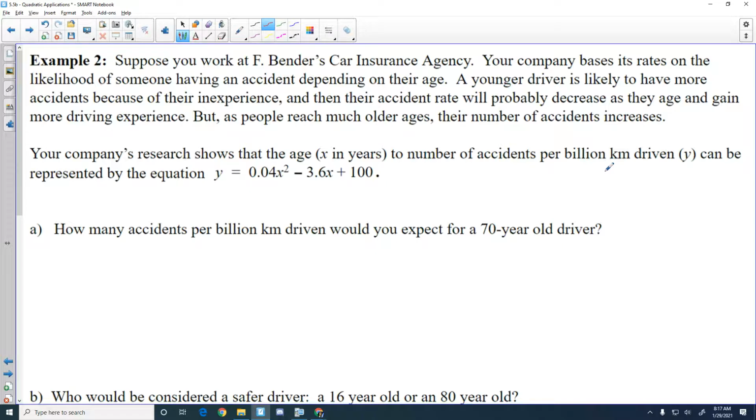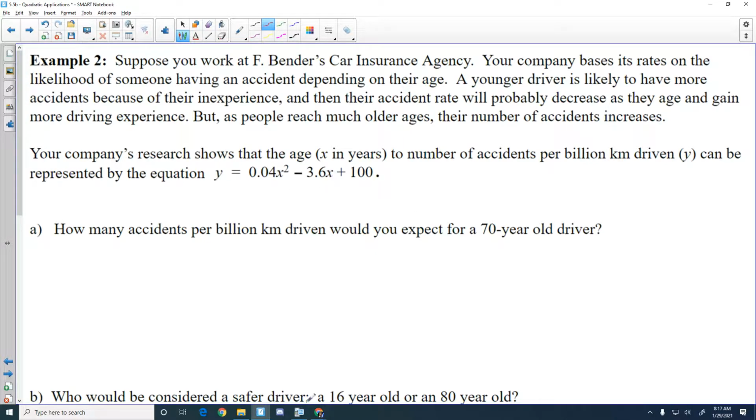So if it's like 300, that's not saying you're going to get into 300 accidents. It just says if you were to drive 1 billion miles over your lifetime, chances are, based on that age, you would get into this many accidents. So that's kind of how that's worded. So how many accidents would you expect for a 70-year-old driver?